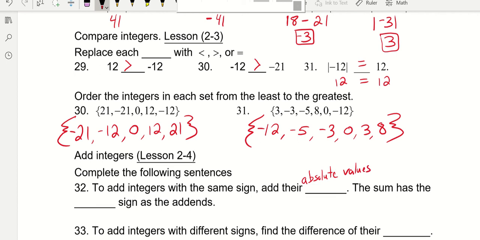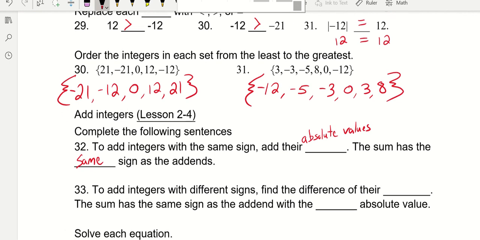The sum has the blank sign as the add-ins. What do you think? 4 plus 3 is 7. -4 plus -3 equals -7. Has the same sign as the add-ins.